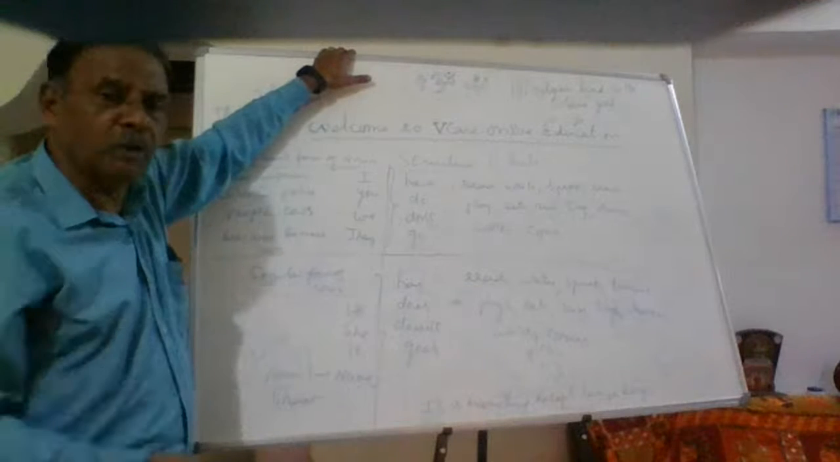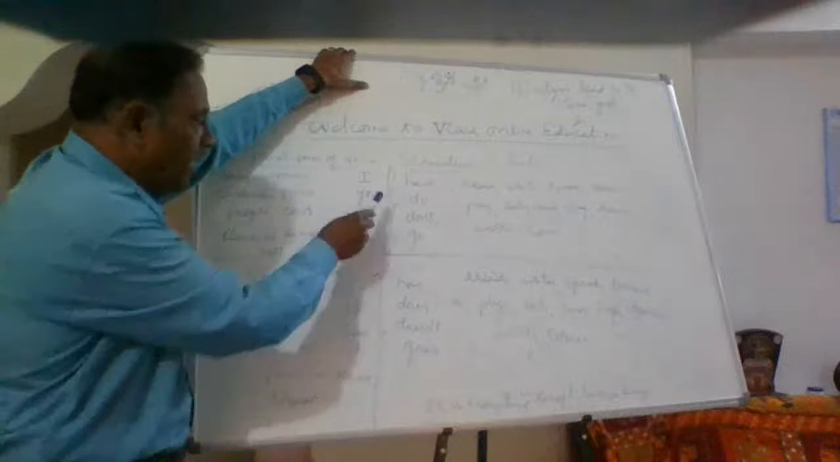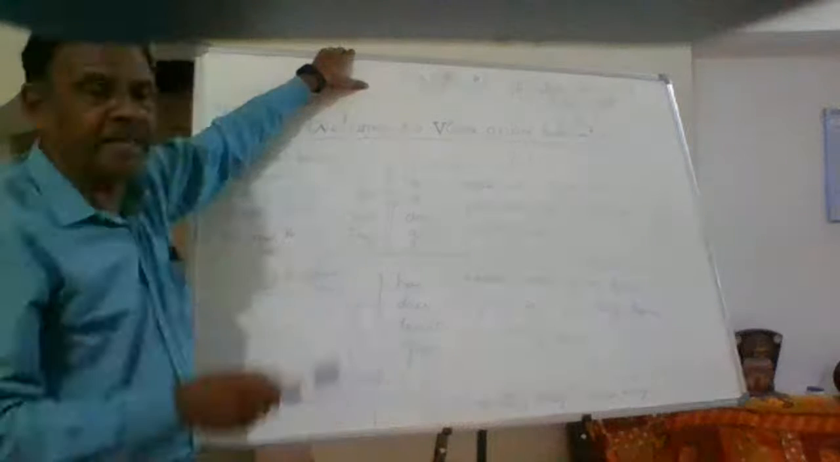So this I will go into in detail. For here it is do, for here it is does. I do this work, he does this. The singular form of the verb, that I will go into in detail.